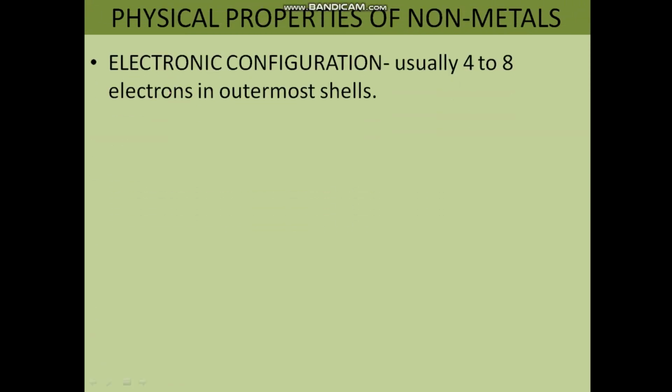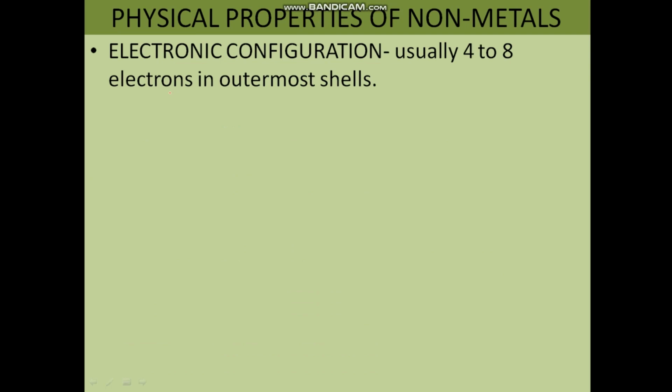Next are the physical properties of non-metals. All these are quite opposite to that of metals. The electronic configuration usually has 4 to 8 electrons in the outermost shell.